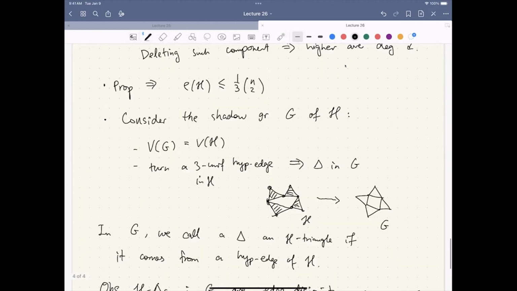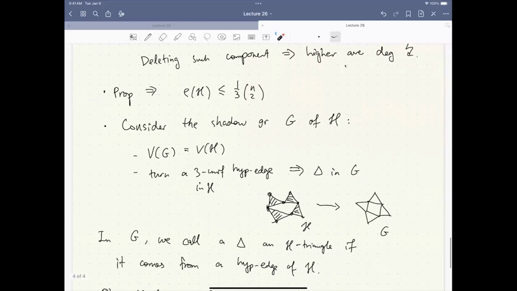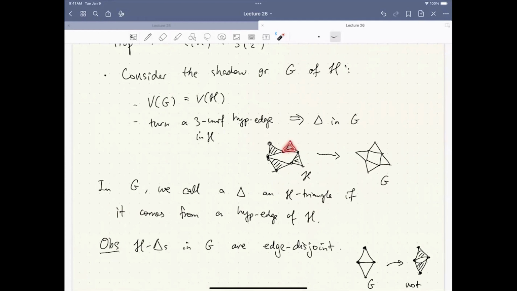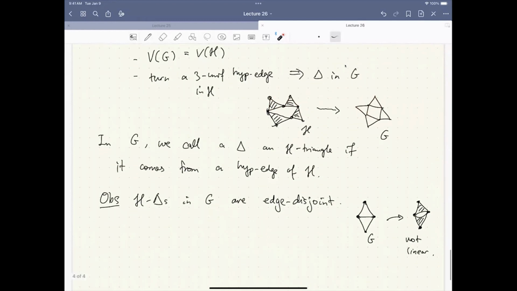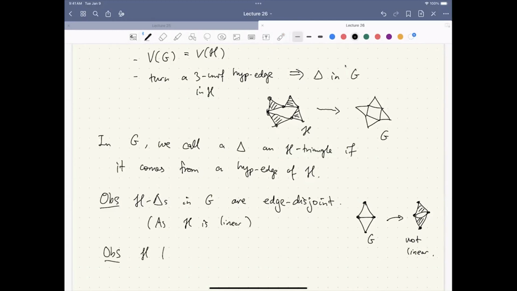We suppose our hypergraph has a quadratic number of edges. Since H is linear, every such edge corresponds to three edges in our graph G, and different hyperedges in H correspond to different sets of three edges. Edge-disjointness implies, as H is linear, that the number of edges of G equals 3 times the number of edges of H, which is bigger than 3cn squared.